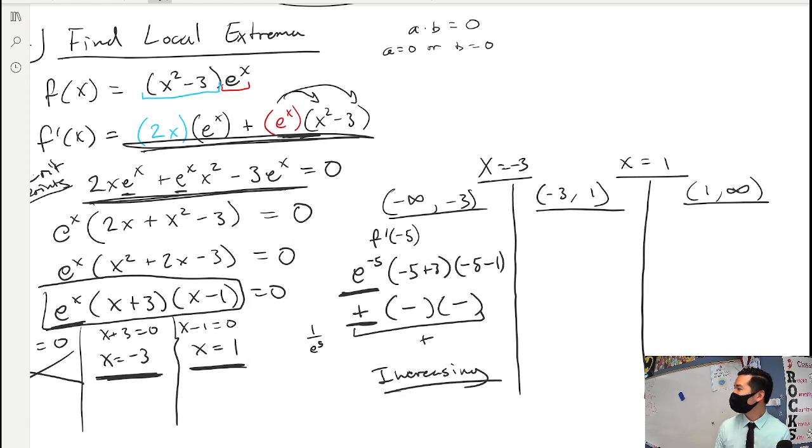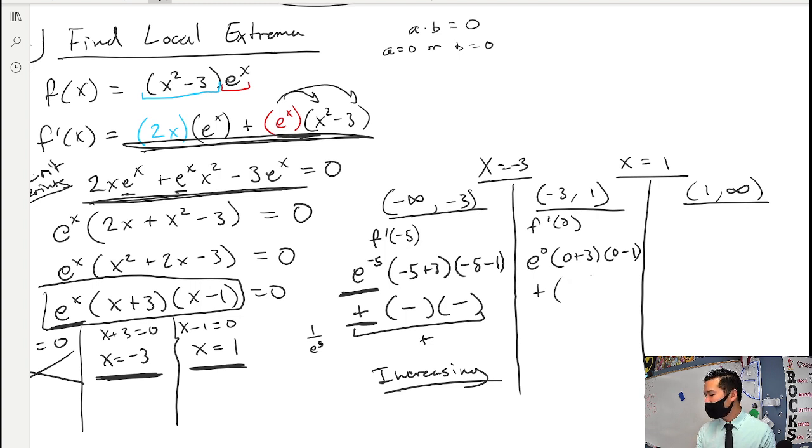Increasing on this interval. Try it. You've seen this little shortcut. Try it for this interval right here. Pick a number between negative 3 and 0. Zero. So we're going to plug that into the derivative. We're going to have e to the 0 times 0 plus 3 times 0 minus 1. E to the 0, what's that? 1. Is it positive or negative 1? Positive.